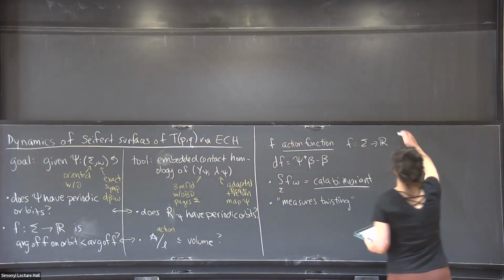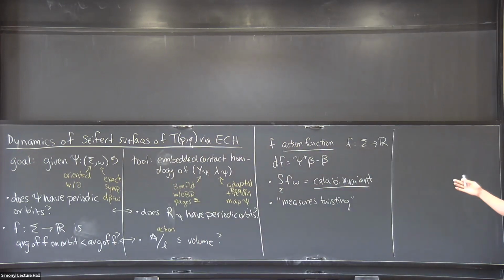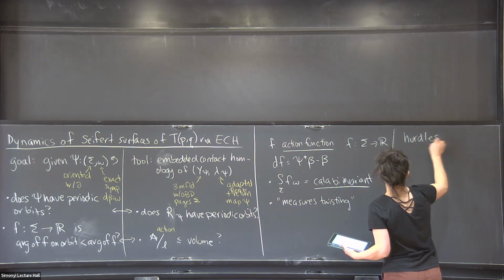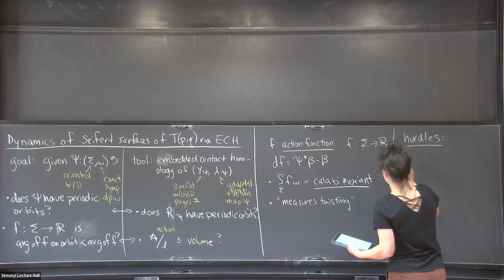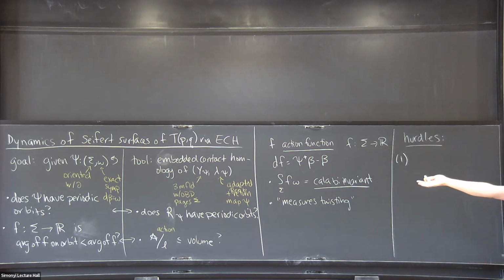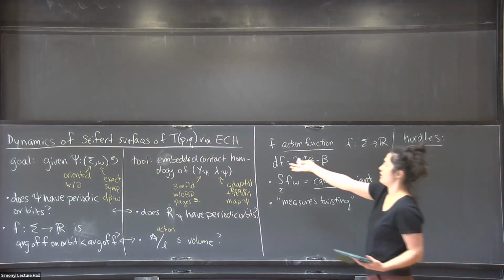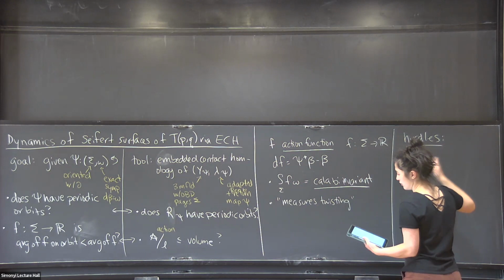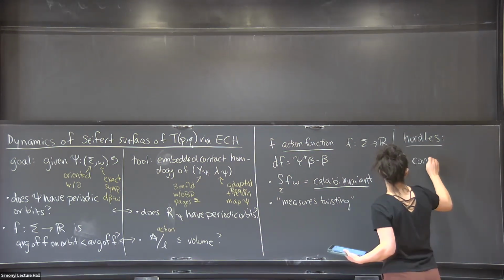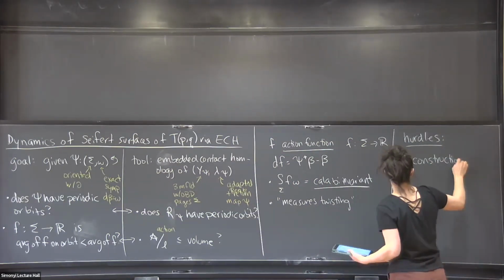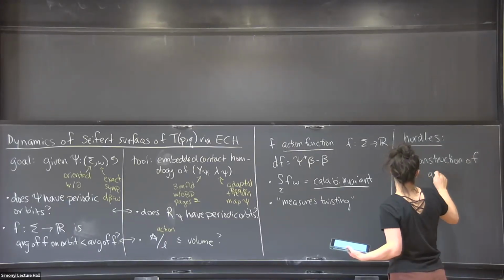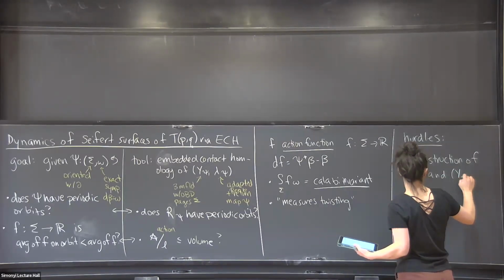Okay, so I think I can fit this on this board. There are two hurdles that I've already alluded to. The first one is, can I even do this? Is this action function even defined? Can I even construct this three-manifold? So the construction of f and also my three-manifold.